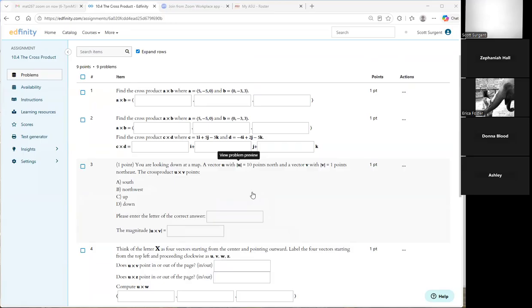Well, I can draw it. You have mag u. It doesn't really matter what the magnitude is. We just need to know it points north. So we have u pointing north. That would be straight up if you're looking at a map. And then v points northeast, so it's going to be this way.